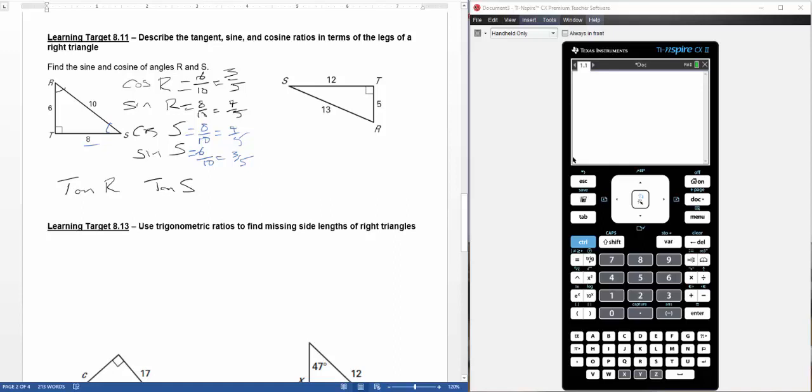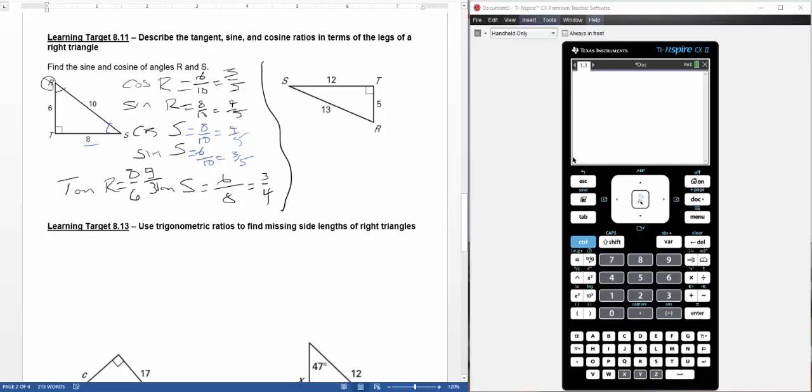Finally, it didn't ask us in the directions to do this, but we'll do it anyway. What is the tangent of an angle? How about the tangent of angle R? From angle R's perspective, tangent is opposite over adjacent. The side that's opposite of it is 8, and the leg adjacent is 6. So I think the tangent of angle R is 8 over 6, or maybe 4/3. And from S's perspective, the opposite leg is 6, and the adjacent leg is 8. So 6/8, or 3/4.